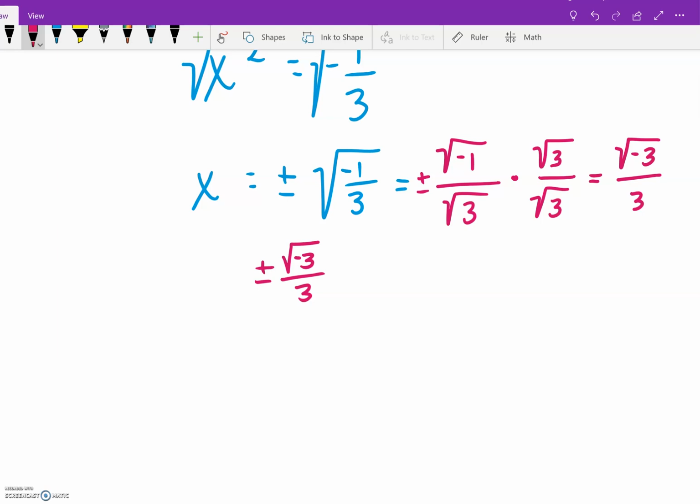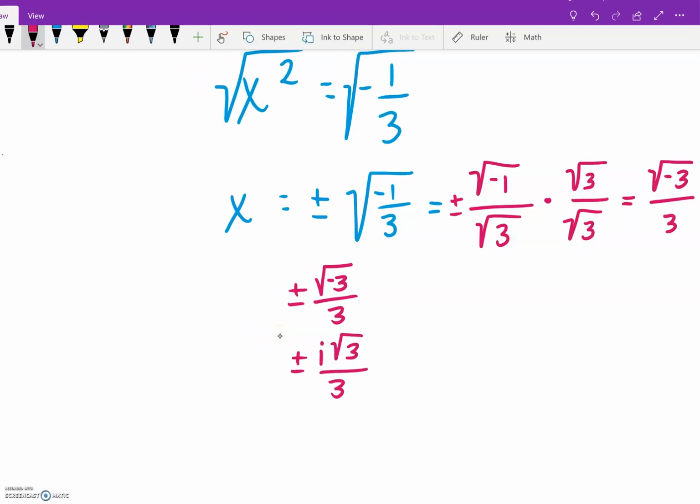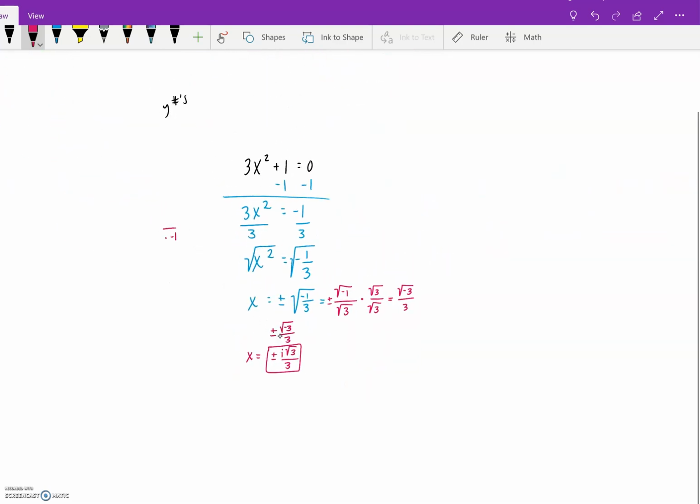The last thing here is we're not done just yet. We still have a negative under the radical, so we have to be sure to take that out. If you need to break this out into -1 times 3, be my guest, but I'm just going to pull it out. So we have plus or minus i rad 3 over 3. All right, so there we go. Those are our solutions to this quadratic for number 2.